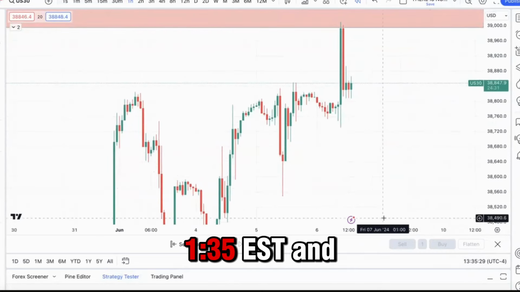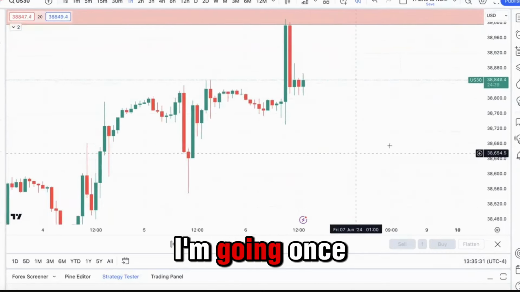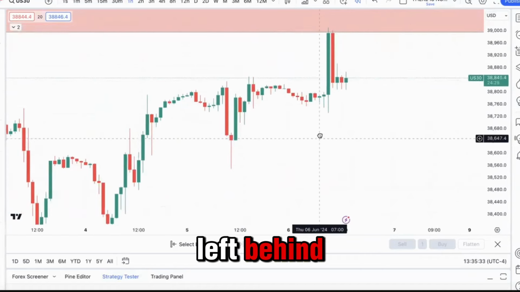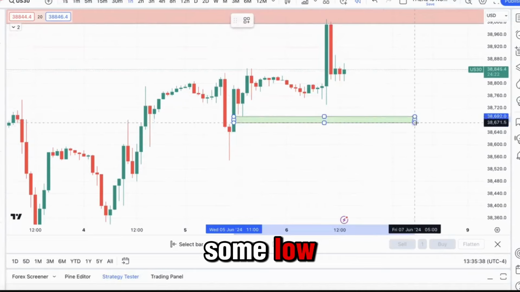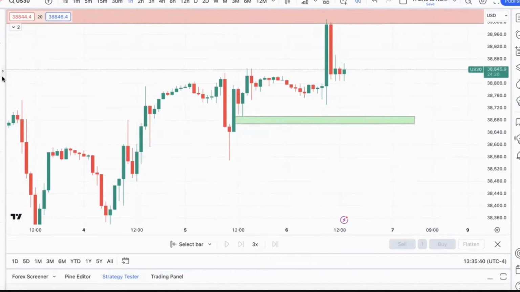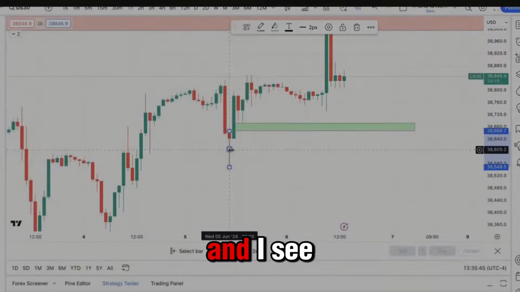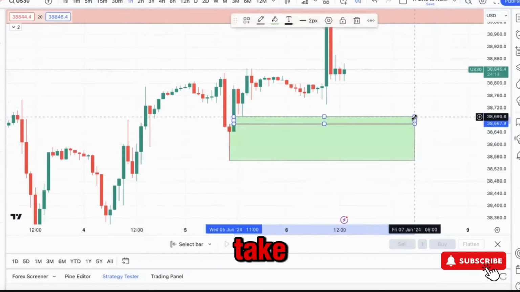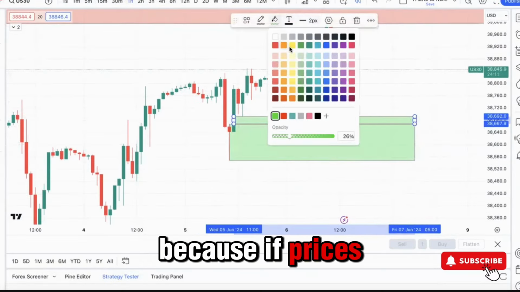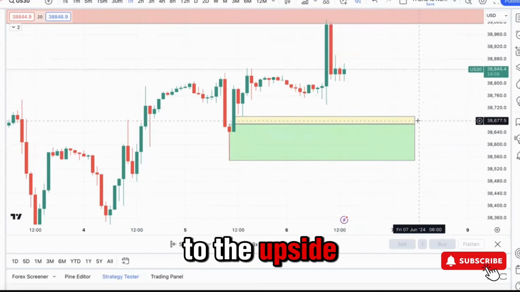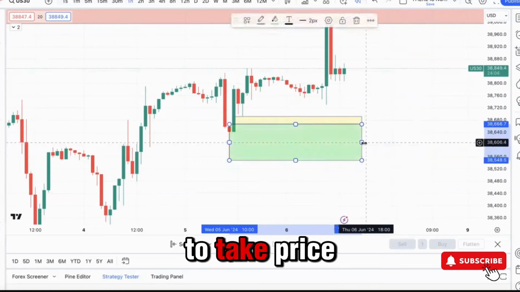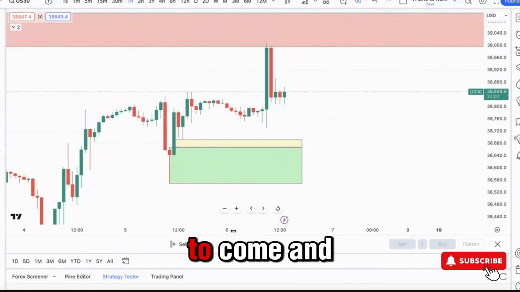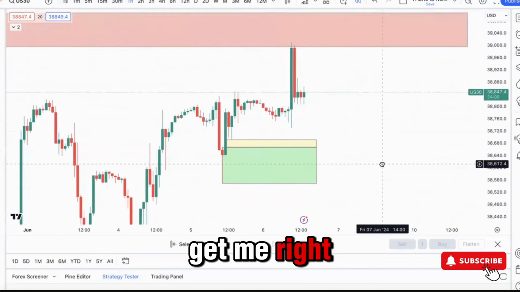It's about 1:35 EST. And now I'm going once again to see what price has left behind. What has price left behind, guys? I see some imbalance. I see some lows. And I see an area where I can possibly take an opportunity to go up, because if price is breaking structure to the upside, I am not looking for selling opportunities. I am looking to take price up, but I'm going to allow price to come and get me, right?